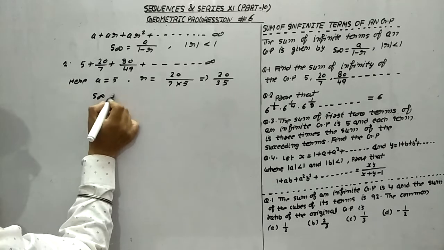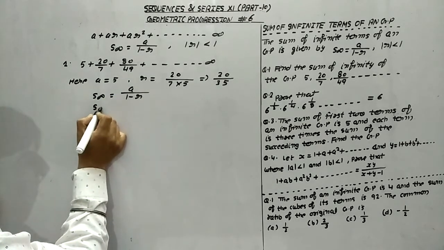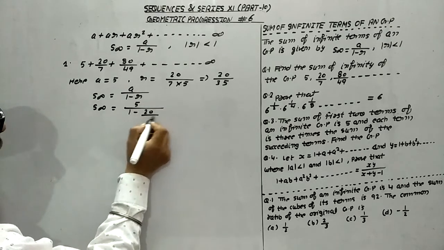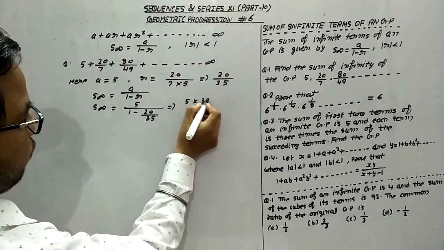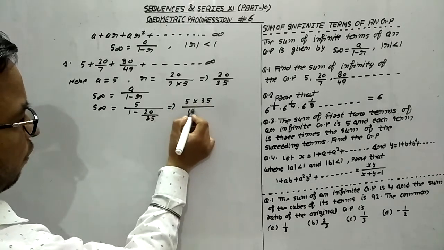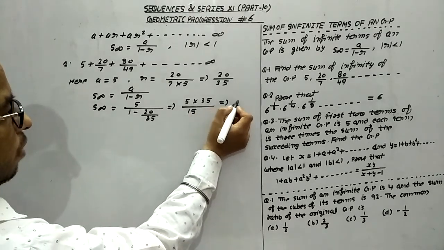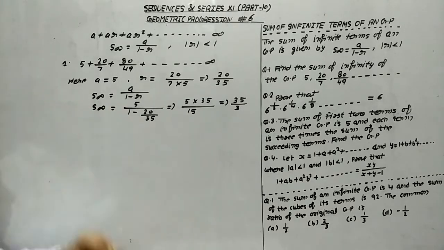Now S infinity is equal to A upon 1 minus R. Directly we have to apply the rule. This is 5 upon 1 minus 20 upon 35. It means this becomes 5 into 35 upon 35 minus 20, that is 15 only. It means this becomes 35 upon 3, and this is the answer.